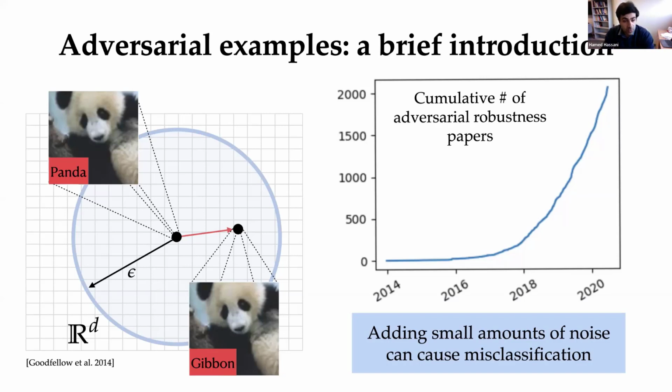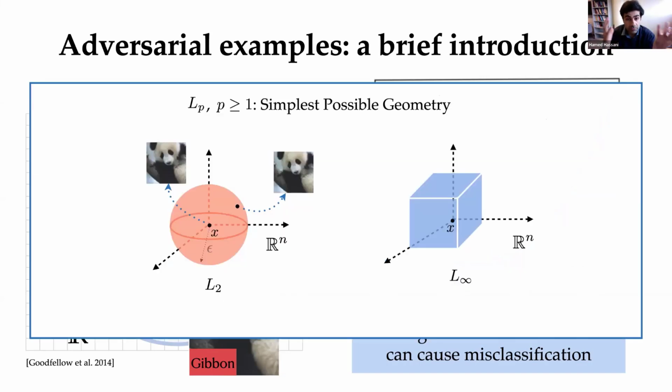Most of the literature so far has focused on two very simple geometries of perturbations that are allowed to find adversarial examples. The first geometry is the so-called L2 ball, which is essentially the typical Euclidean ball. So around each data point X, you draw a ball of radius epsilon. Within this ball, you're looking for, let's say, the worst case input that causes misclassification. Another geometry that people have studied a lot is the so-called L infinity geometry. It's again the L infinity ball of radius epsilon.